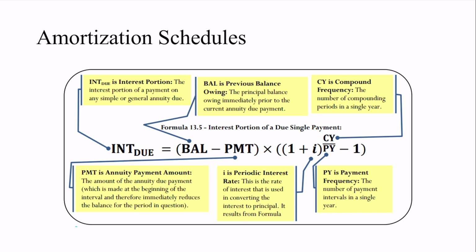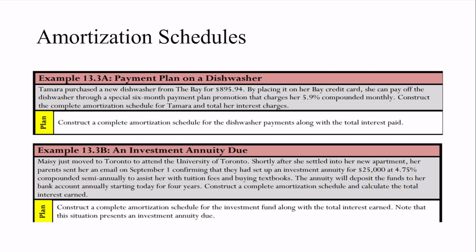Amortization schedule, like we want to construct the amortization schedule, and that amortization schedule is based on interest due, and we know that interest ordinary and interest due, because an amortization schedule is normally constructed with the payment portion of a payment on any simple or general annuity. So let's start to discuss these two questions from amortization schedule, and it's important that we learn how we can make these amortization schedules.